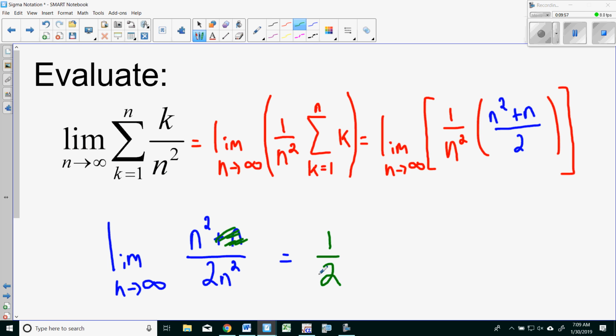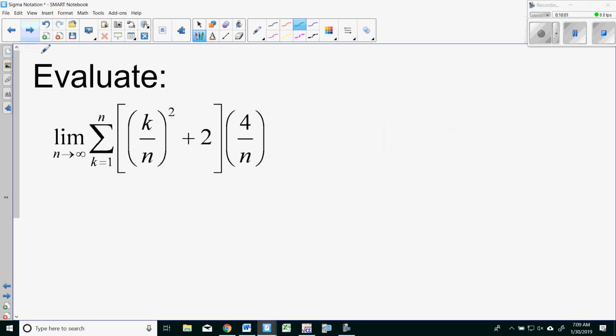Let's try another one. A little harder here. The limit of the sigma from 1 to n. Now, we have the 4 over n here, which once again is not in our sigma. That's just a constant. So I can kind of pull that out in front.